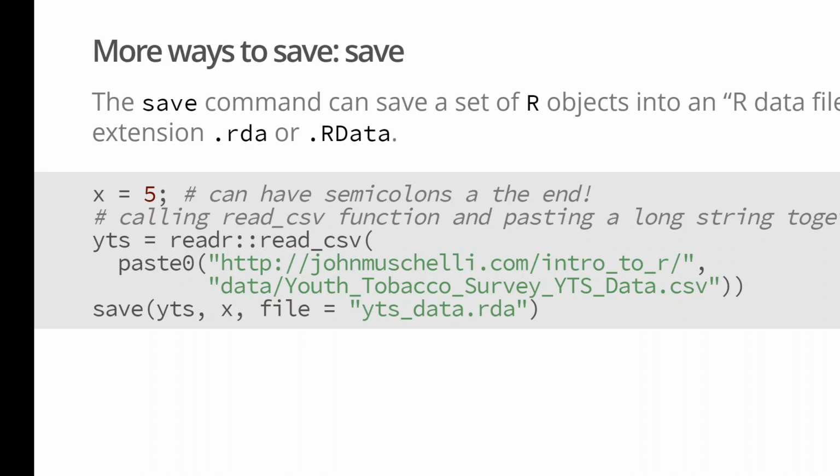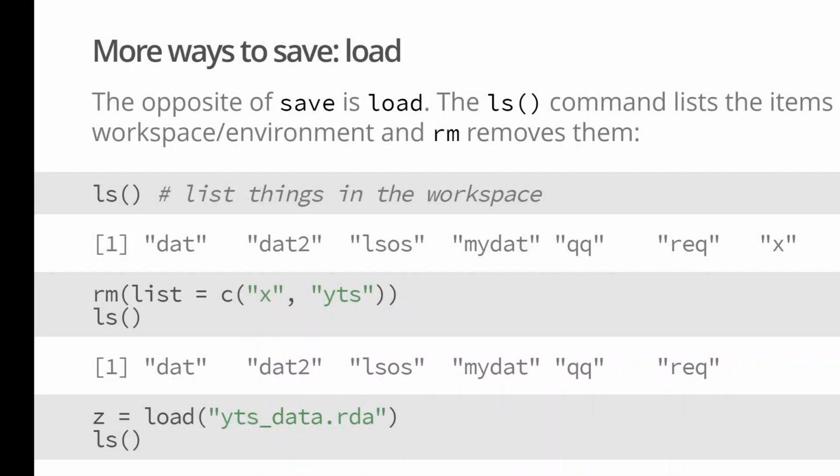with the extension .rda or .rdata. And so I can save a variable 5. I can read in the youth tobacco survey data, and I can save both of these things together into an RDA or RData file. That's nice too, because then I can read this back in. For example, if I list everything in my workspace, I have all these objects.